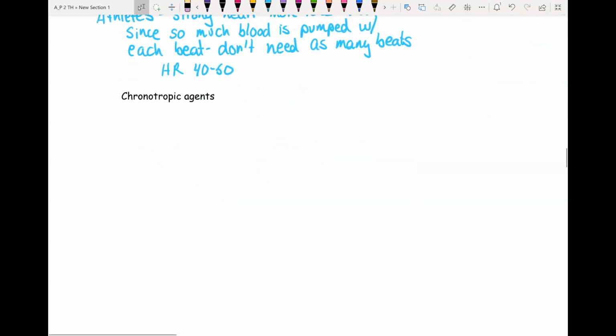Okay, now let's look at chronotropic agents. If we break this word down, chronotropic: chron means time. Think of chronology, which means putting things in order of time. So chronotropic agents are things that will alter your heart rate. Heart rate is about time. It's beats per minute.